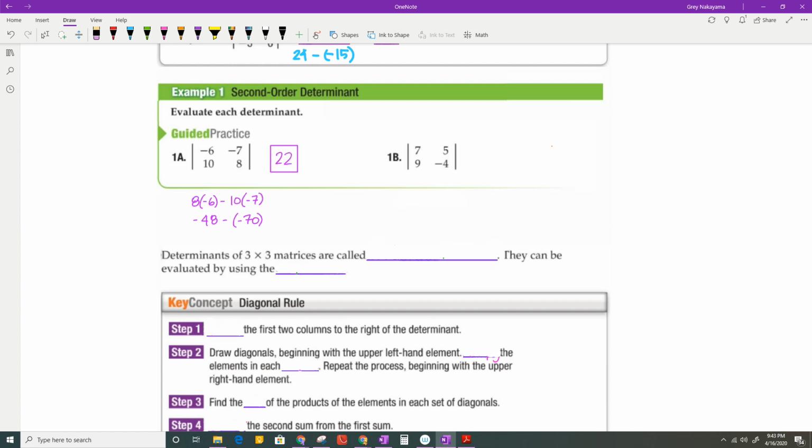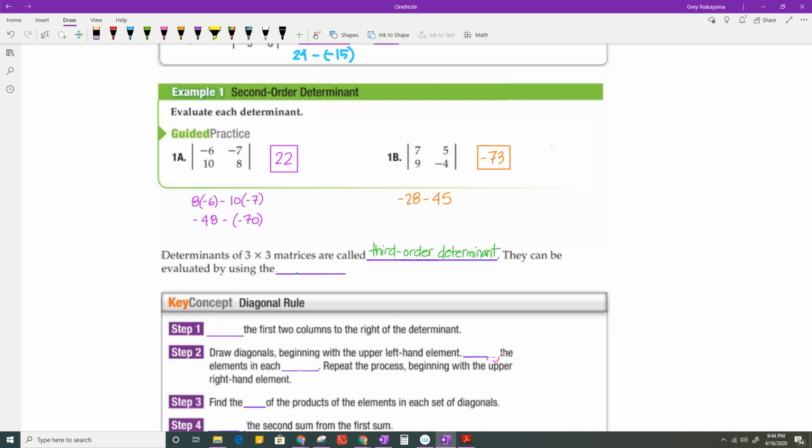Okay, on to the next side. Downhill, negative 28. Uphill, 45. I'm going to subtract those 2. And what am I going to get? Negative 73. Okay, so then we have a 3x3 matrix, which of course is a third order determinant. And there is more than one way to evaluate the determinants.